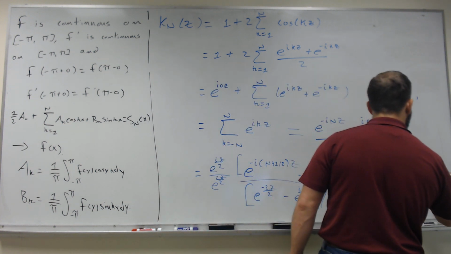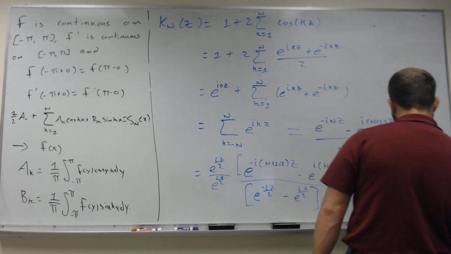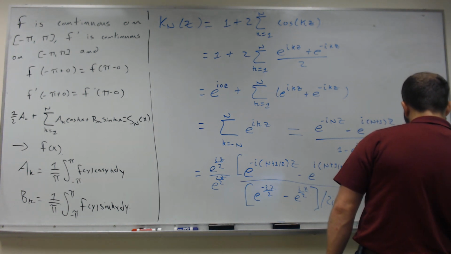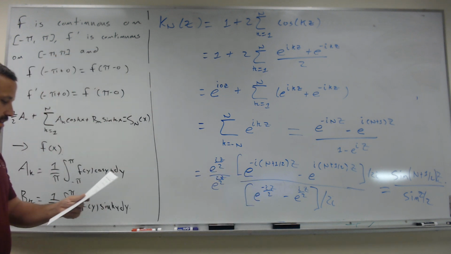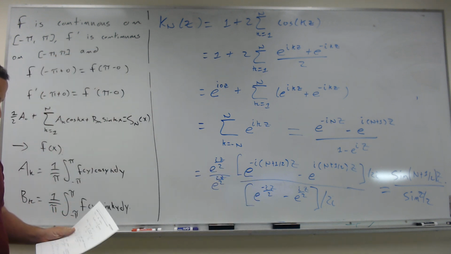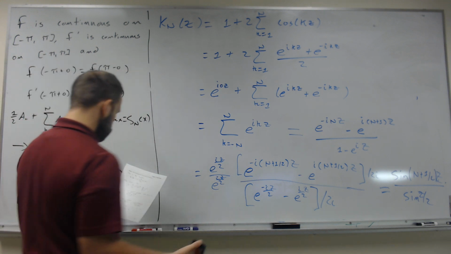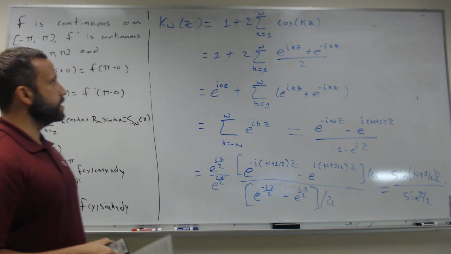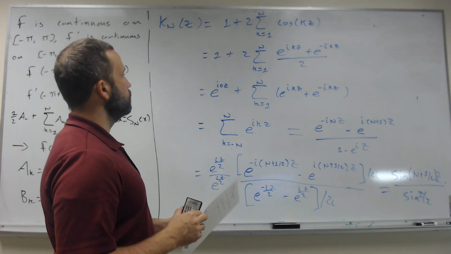So sine of (n plus 1/2) z over sine of z over 2. That is the formula for the Dirichlet kernel. I'm going to rewrite the formula up here.